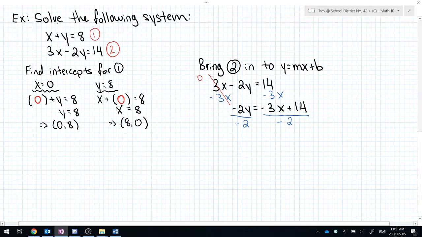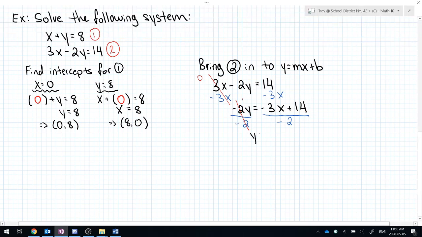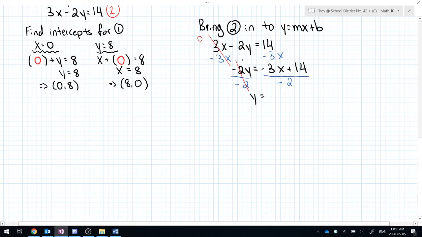So when we do that, the 2's cancel. So of course all we have is y on the left, which is good. That was our goal. Negative 3 divided by negative 2. It's not a whole number, obviously, but a negative divided by a negative, of course, is a positive. So we know it's going to be 3 over 2x. And then we have 14 divided by negative 2. So it's going to be negative 7. Okay. So that's slope-intercept form. So that's going to make it pretty easy for us to graph.